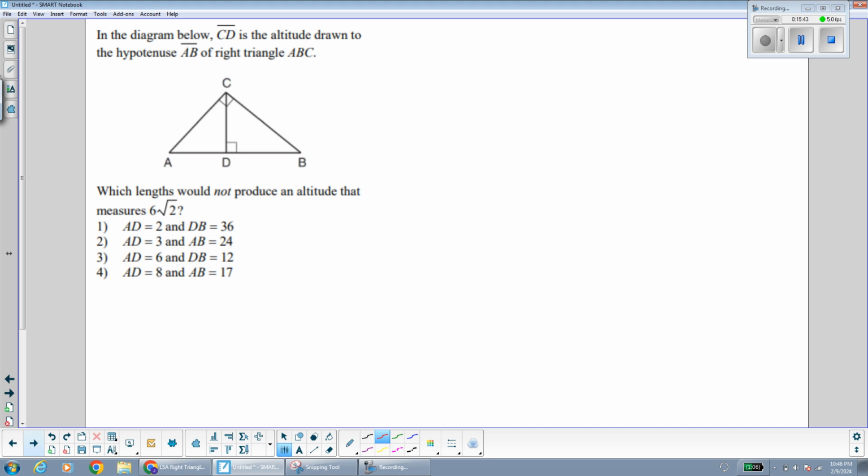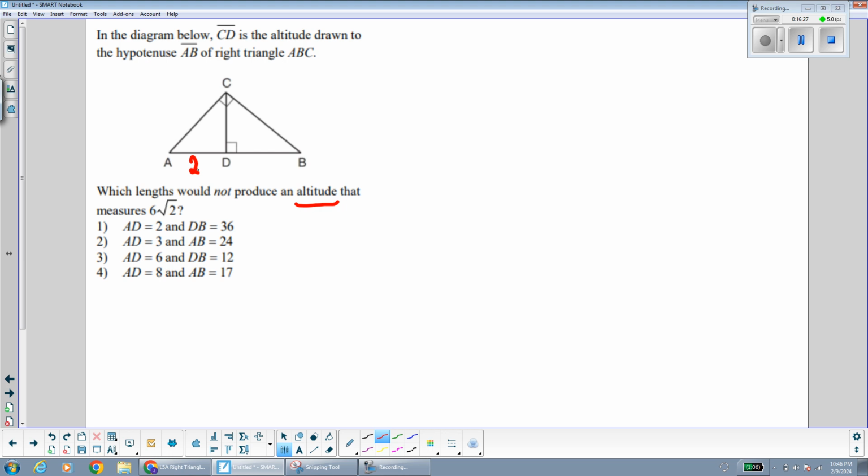Now we're going to take a look at some regions questions. Over here, we have the same situation as before, where we have a big right triangle with the altitude drawn to its hypotenuse. And we're finding which lengths would not produce an altitude that measures 6 radical 2. So since we're finding the altitude, we're going to be using SAS here, not hills. So what I'm going to do is try out the answer choices.